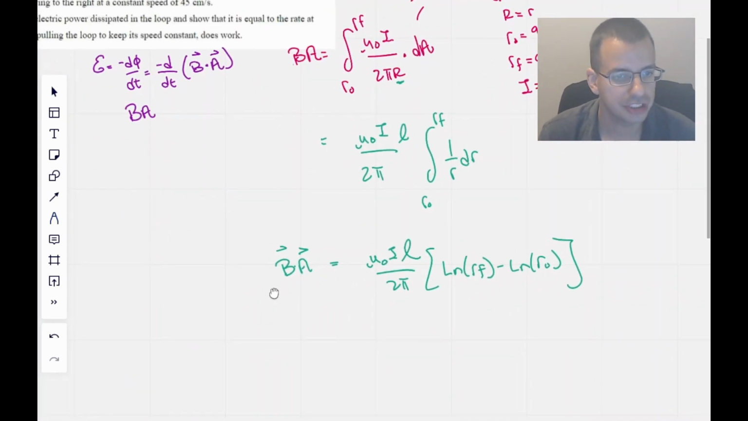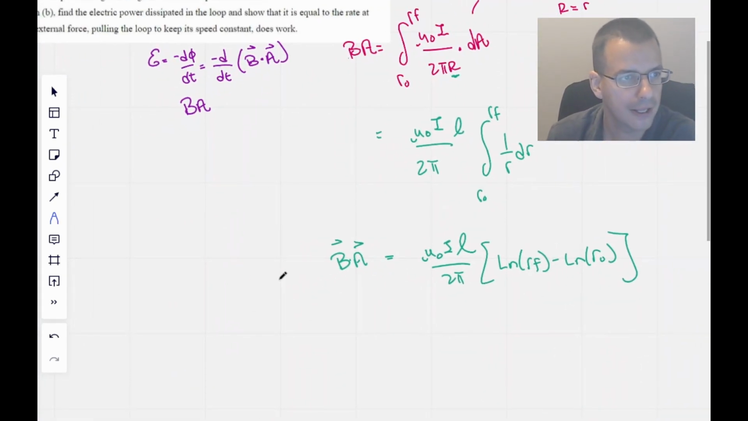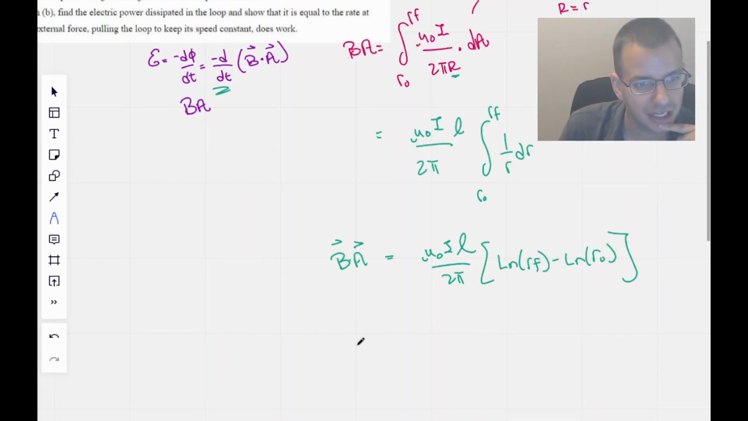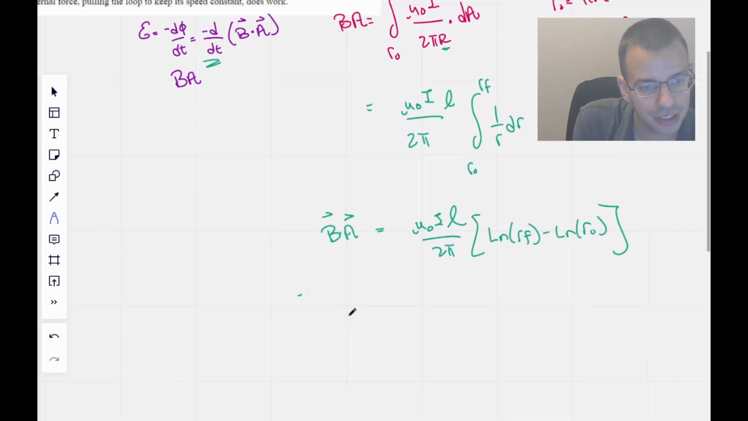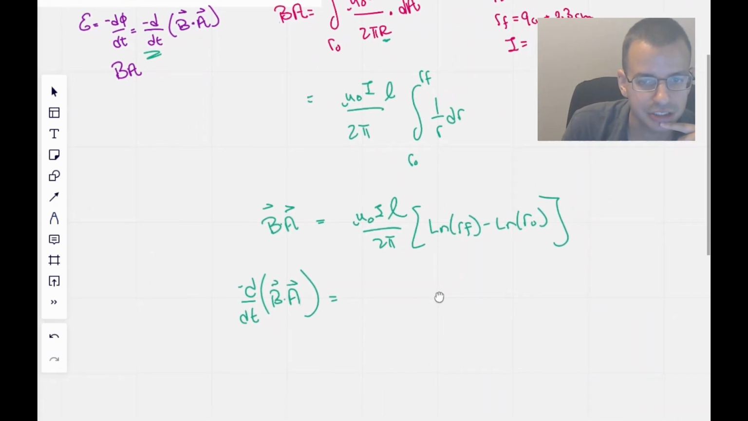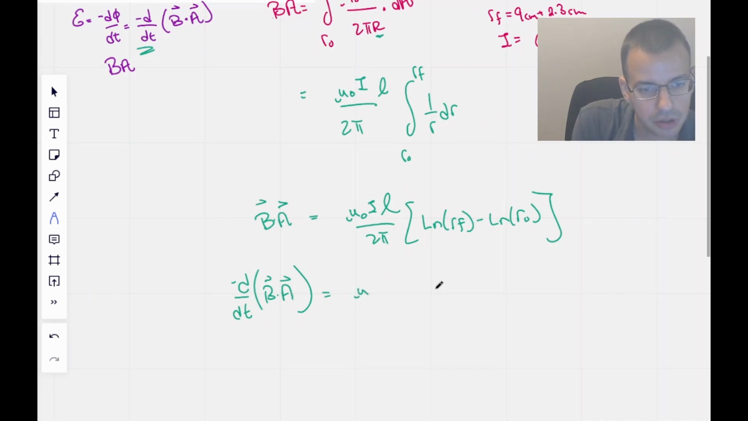Okay, seems reasonable enough. But we're not really interested in B dot A. We want the derivative of such. So the negative d/dt of B dot A is going to be, so these are all going to be constant, mu naught I L over 2 pi.